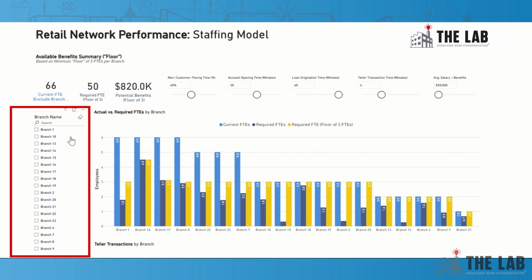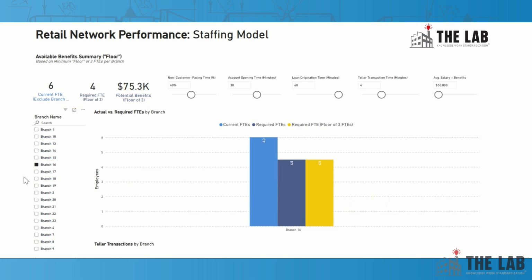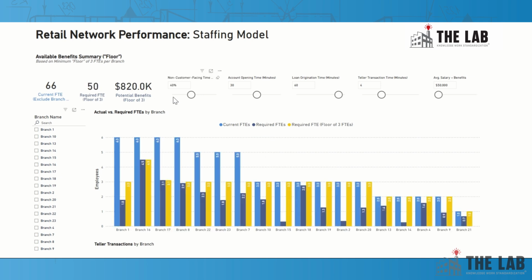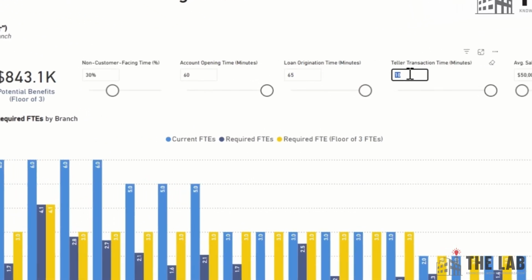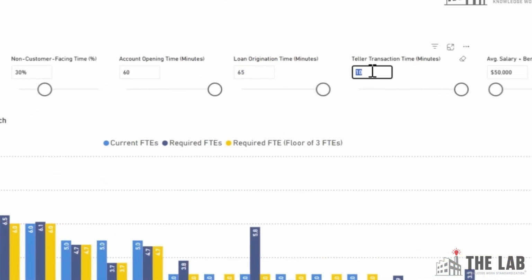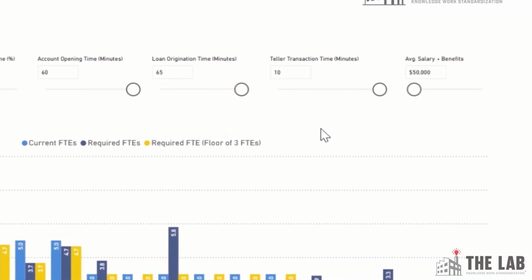The branch filter on the left lets you focus on individual locations or groups. You can see that the data updates in real time. Now you can adjust the different parameters at the top. The amount of time spent in minutes per FTE for things like non-customer-facing activities, opening accounts, originating loans, or performing teller transactions. And you've got a slider for the fully loaded cost per FTE too. So you can easily run what-if scenarios and get instant calculations of required FTEs and benefits.